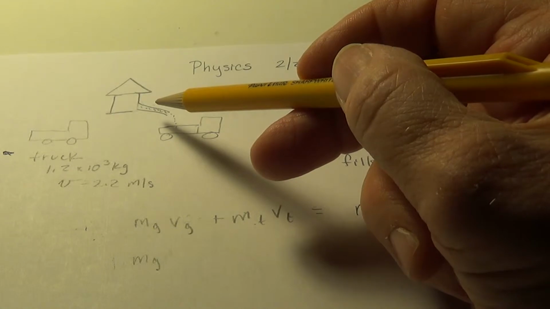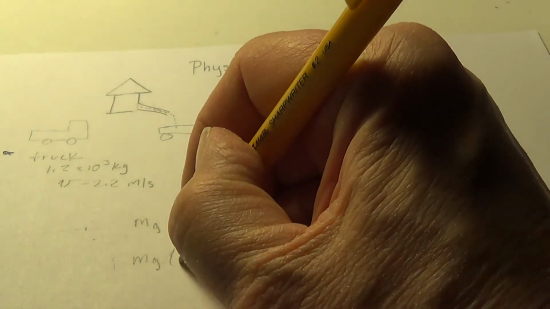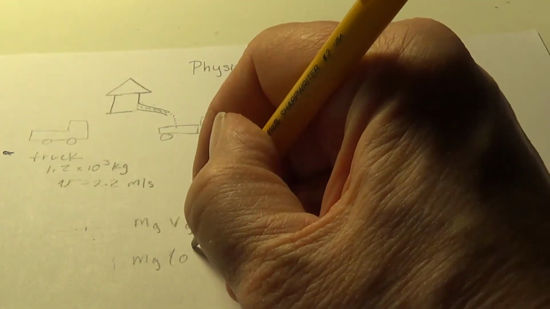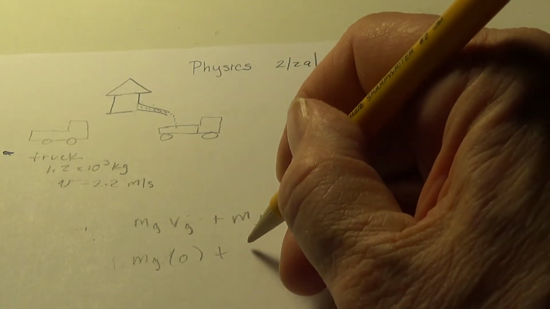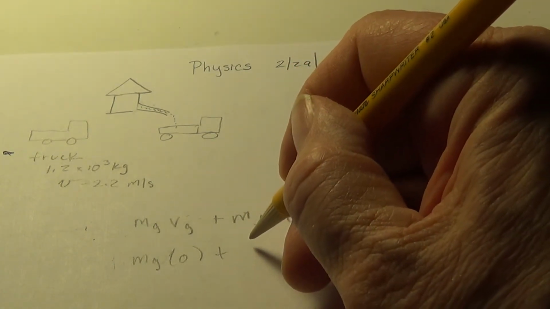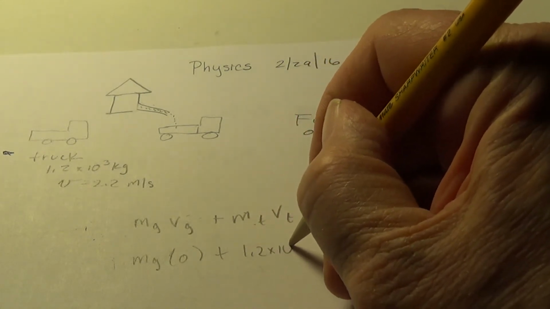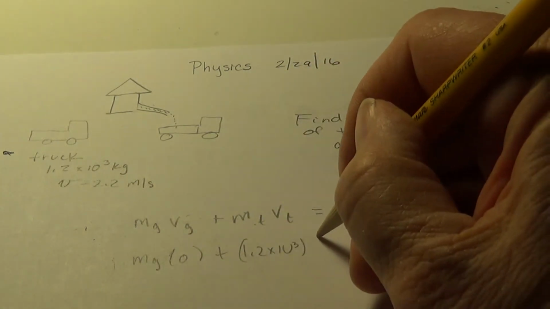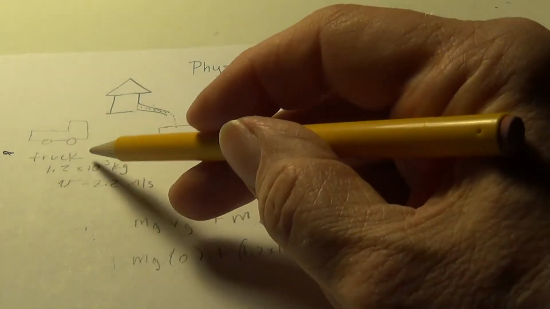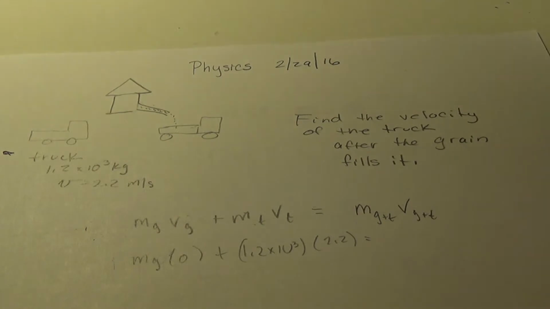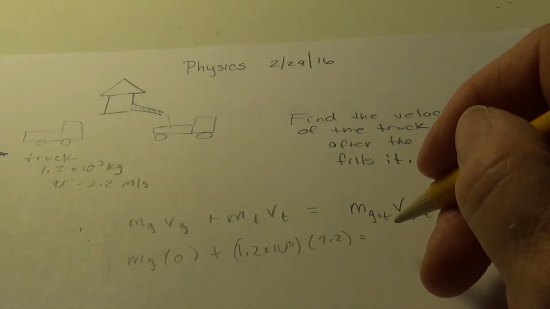So we are going to assume that the mass of the grain we don't know, and velocity of the grain is 0. Plus mass of the truck we do know is 1.2 times 10 to the third. Velocity of the truck we do know is 2.2, and that's going to be constant until the grain enters it. Then we have the mass of the truck plus the mass of the grain.